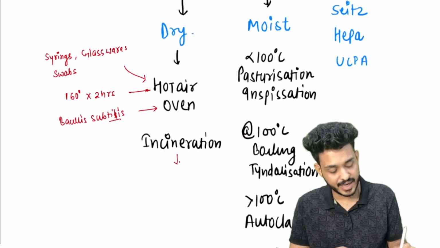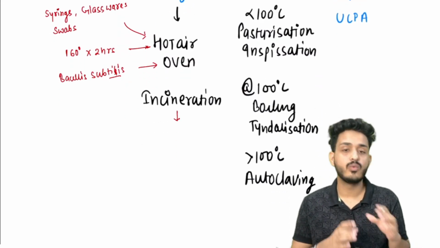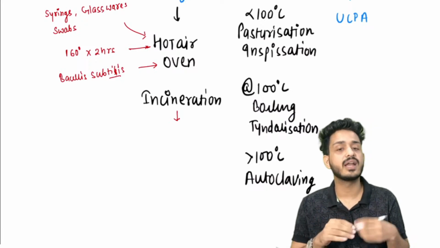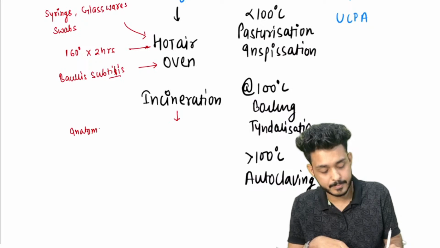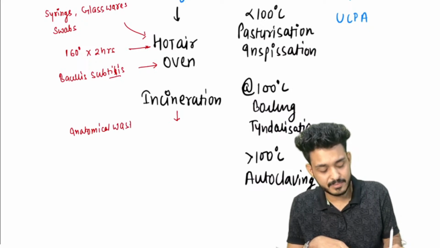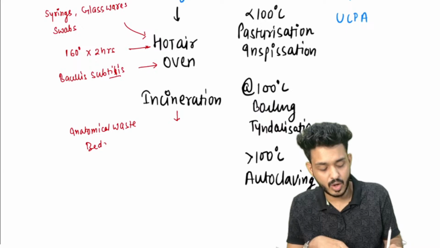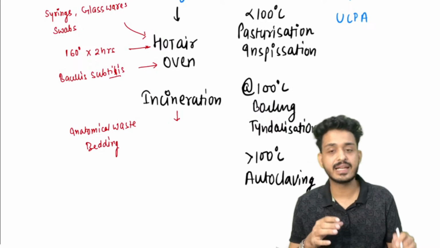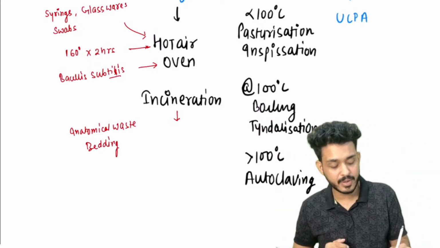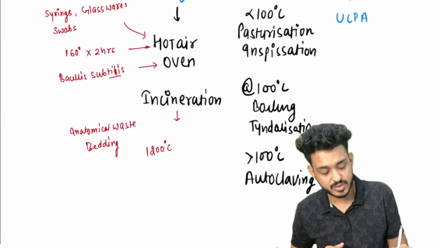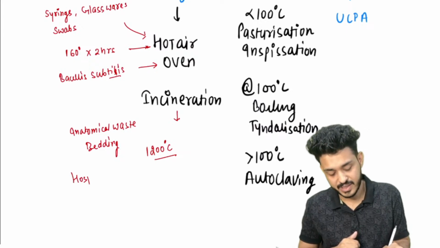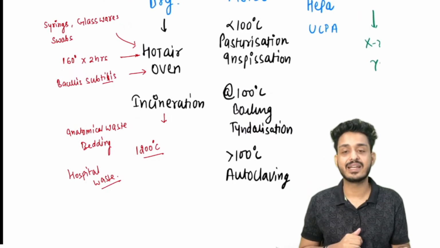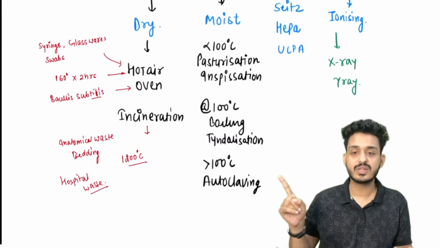Second thing, dry heat is your incineration. Whatever hospital waste you are having, anatomical waste, your beddings, all these things will be going into the incinerator. It is a big machine. What is the temperature? They have asked you. Temperature is 1200 degrees Celsius. So basically hospital waste will be going here, that is your incinerator. Two things clear. First one is hot air oven.